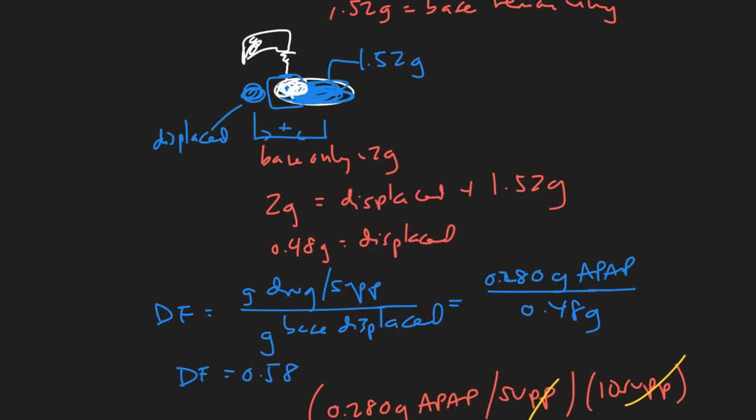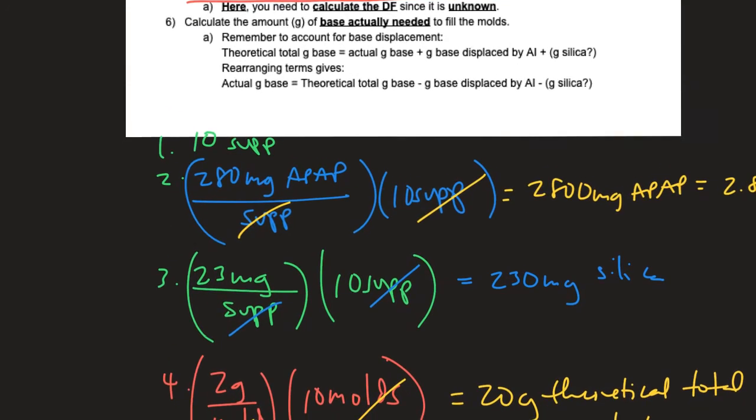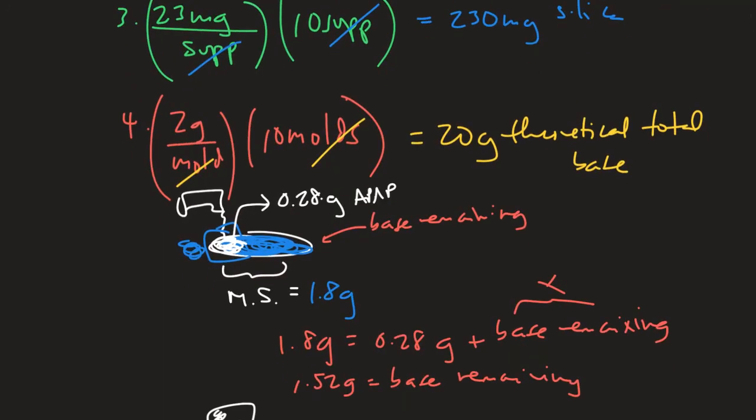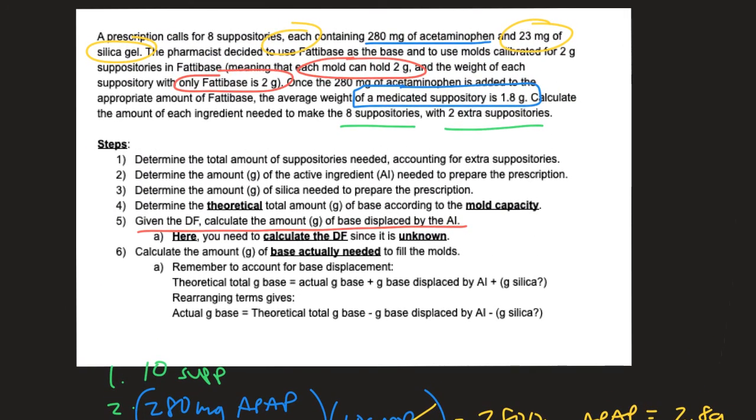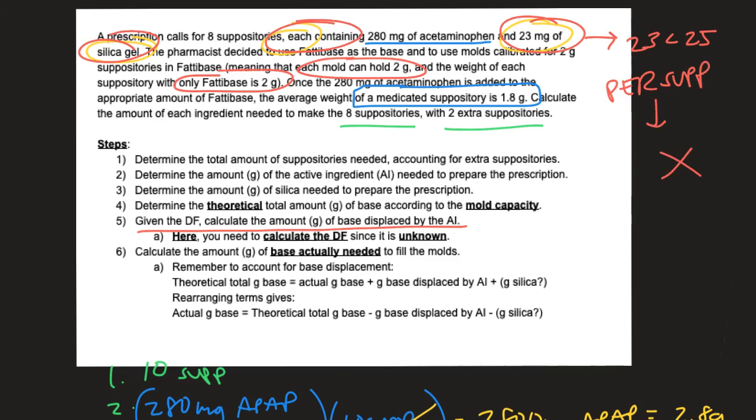So now we can calculate the base actually needed to fill the molds. How much silica gel are we accounting for in this calculation? Each suppository contains 23 milligrams of silica gel. So 23 is less than 25 per suppository, so you don't need to account for it.